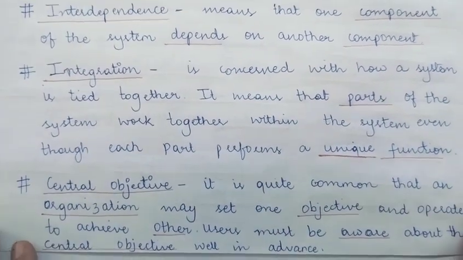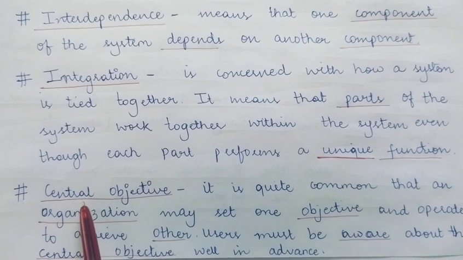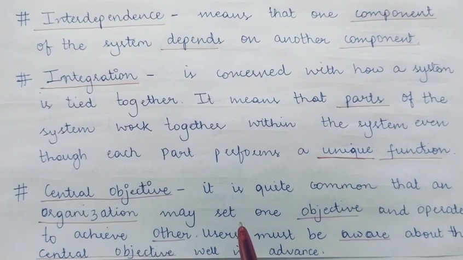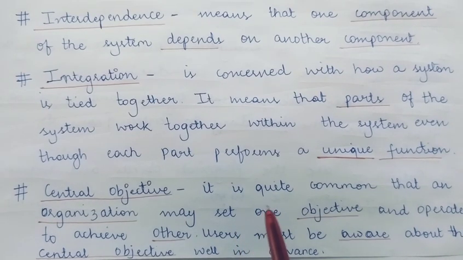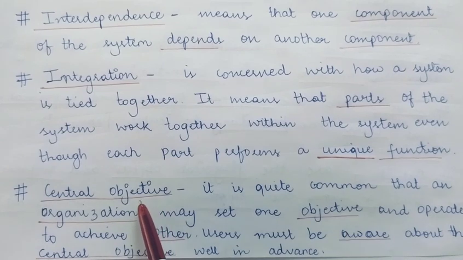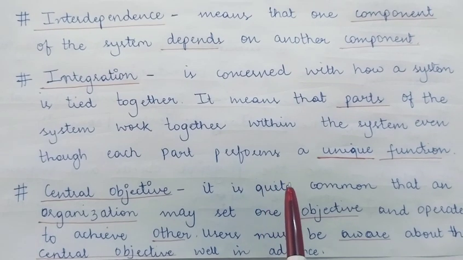The last important characteristic, but not the least, is your central objective. See, all the components work together to achieve small goals, which in turn help the system to achieve the bigger objective or the bigger goal. So when I talk of central objective, it means that the system must have a central objective towards which all the components work, so that at the end you achieve that objective.